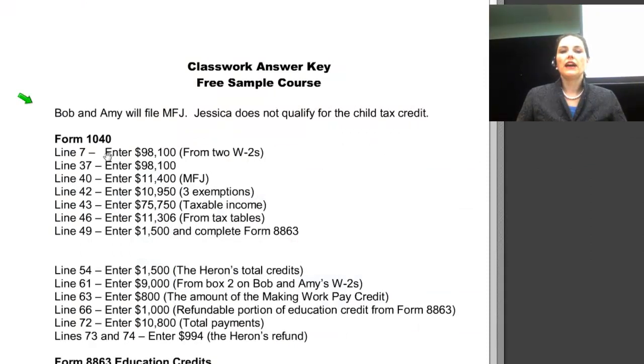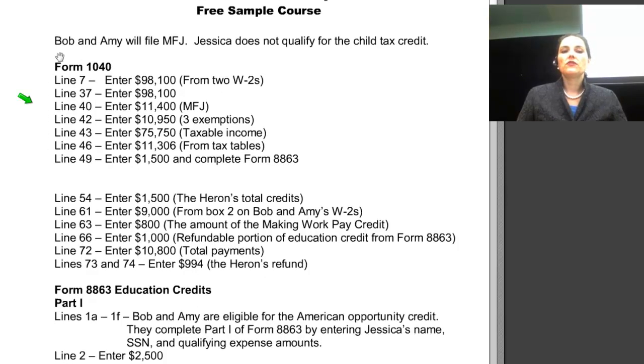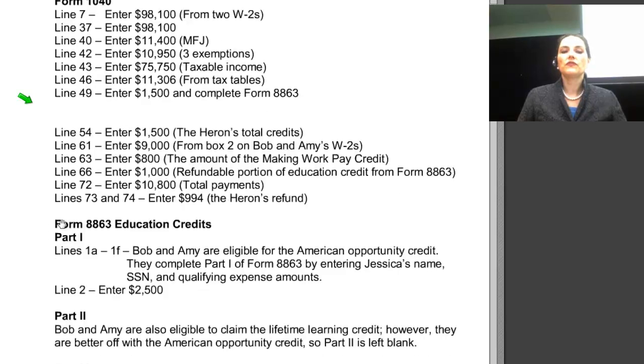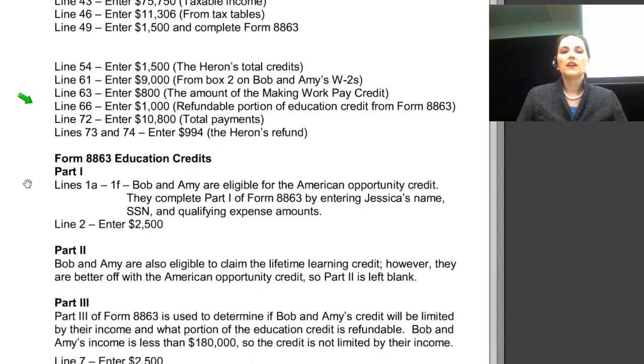So I have up in front of you now the answer key for Bob and Amy Heron. They are going to be filing a joint return. Today's class was not about the child tax credit, but in case you were wondering, Jessica does not qualify for that child tax credit, so that's not a credit that is figured anywhere on the form. I've given you some line entries for the 1040, but rather than read those to you, I will show you the finished Form 1040 that I prepared.